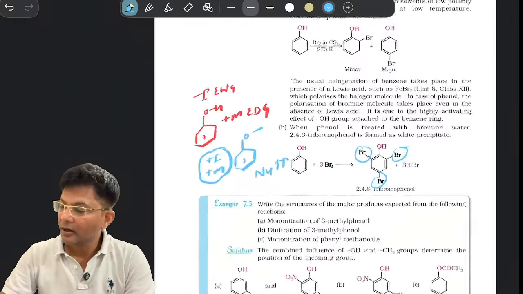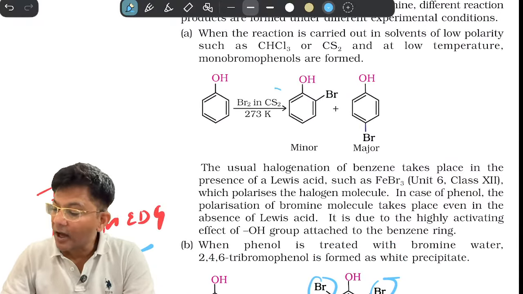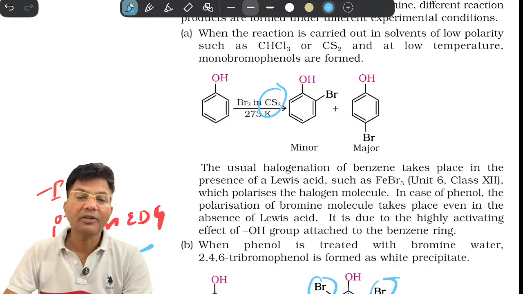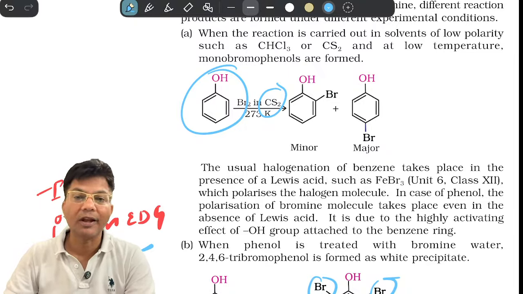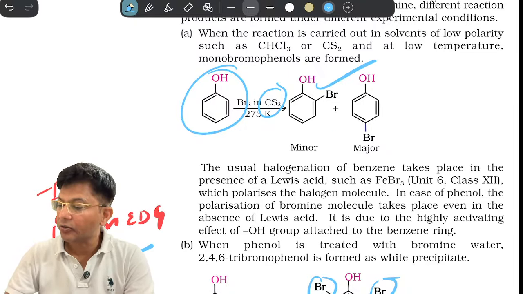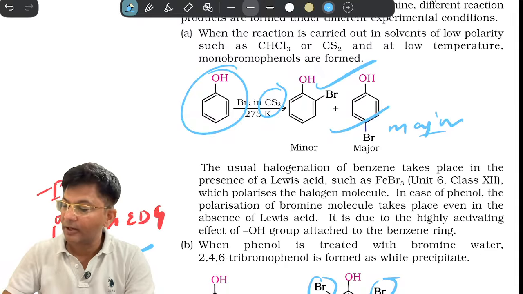Now if you add a catalytic poison, why catalytic poison? It is known as carbon disulfide. So carbon disulfide will not change phenol into phenoxide. Once the phenol is remaining phenol, it is less electron rich, so it will allow bromine at ortho and para, and para will be major. With this point, one point is coming in my brain.